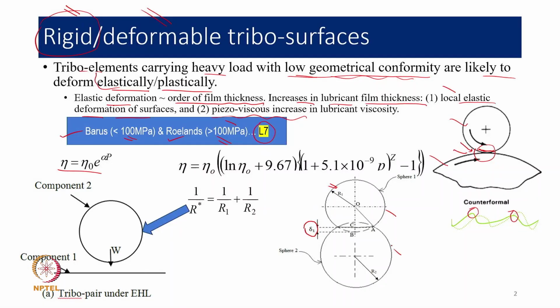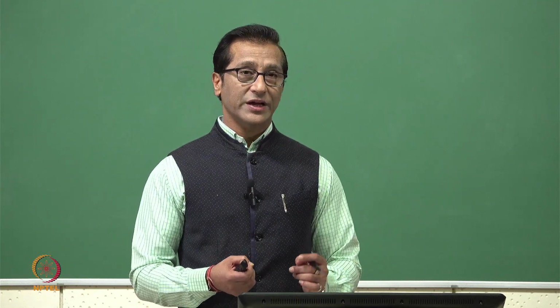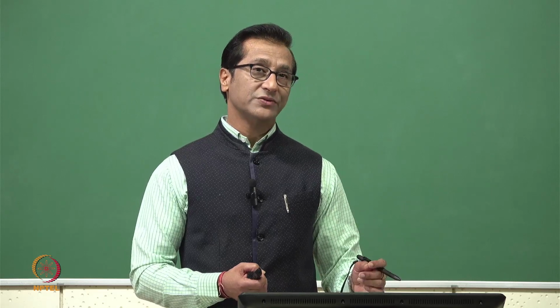Often we don't want to deal with two geometries, we want to deal with only one geometry. So what is the equivalent method? We use the equivalent method, we try to calculate an effective radius, that means R star, which is the effective radius, and we are assuming the other component is going to be rigid. That means whatever elasticity, whatever the curvature effect, we are going to transfer to the one surface.